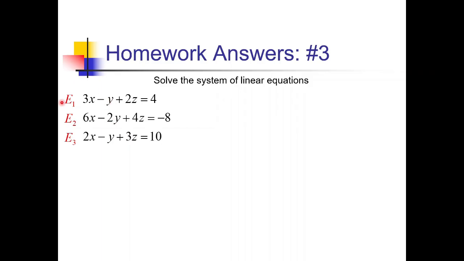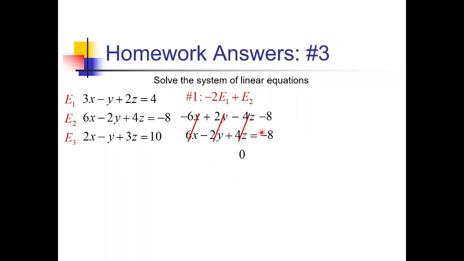So let me do negative 2 times E1 plus E2, just to start things off here. So that's going to be negative 6, positive 2y as expected, negative 4z, and negative 8. And then just copy and paste equation 2 right over there. So the x's cancel. I wasn't trying to cancel those, but they did. Okay, the y's cancel. The z's cancel as well. So we have 0 left over on the left side. We have negative 16 on the right side, which does not equal 0.